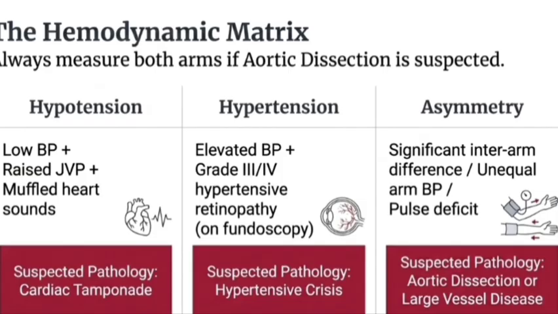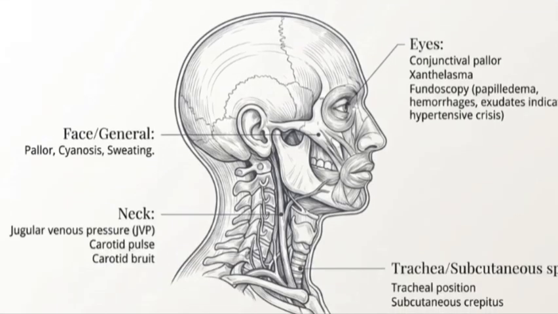A low blood pressure with raised JVP and muffled heart sounds is tamponade. A high blood pressure with grade 3 or grade 4 retinopathy is malignant hypertension. And asymmetry in arm blood pressures or pulse deficit may point to aortic dissection or atrial fibrillation leading to pulse deficit. The difference between the blood pressure in two arms should be taken seriously in chest pain.